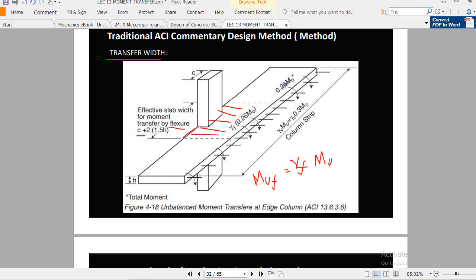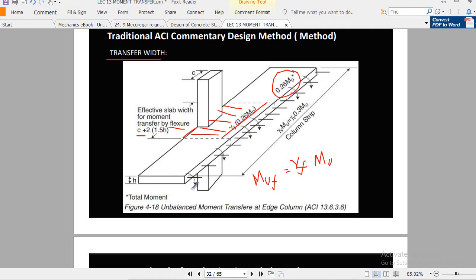Now remember, here is the moment in the column strip, right? This is the moment which exists at the face of the column in the case of the H column, and you have to add this unbalanced moment MUF in addition to that moment which exists in the column strip. But remember, this moment only acts at this transfer width. This is important. This MUF only acts in this transfer width, not in the total column strip width.